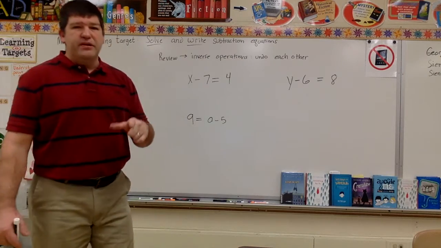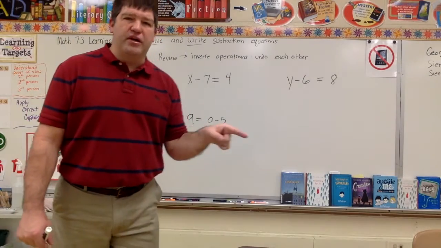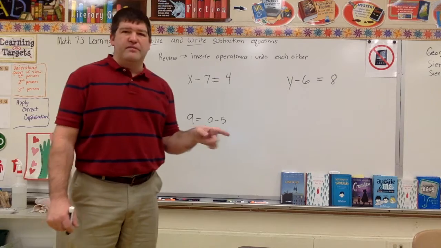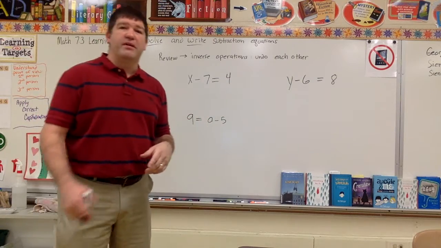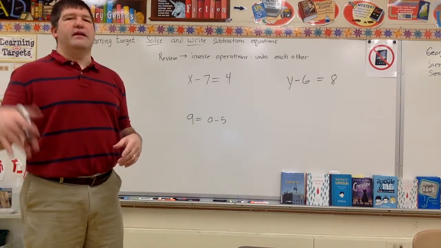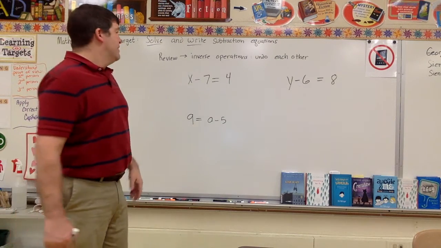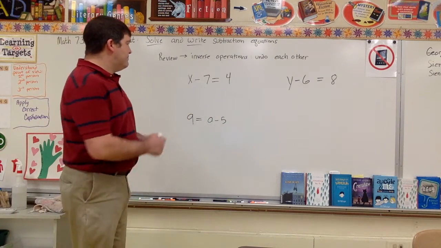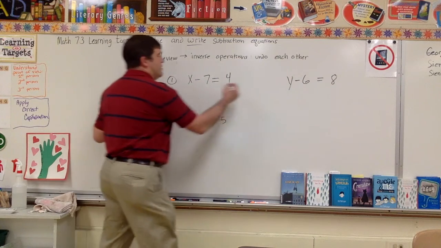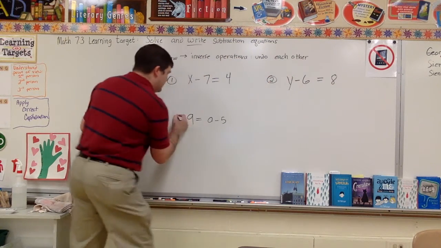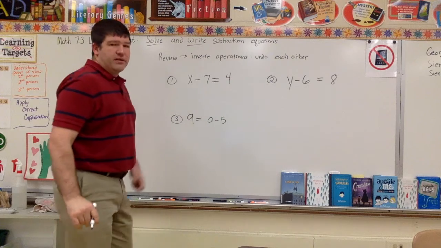Remember, inverse operations undo each other. So if you have something that's being added, you subtract it. If you have something that's being subtracted, you add it, okay? You want to get to 0. So in this one, call that 1, this will be number 2, and this will be number 3. So let's start with number 1.